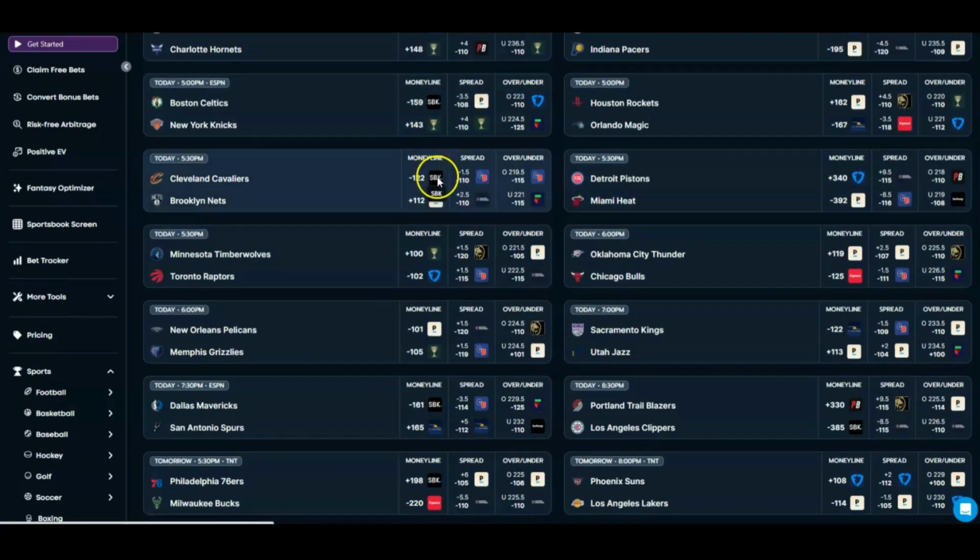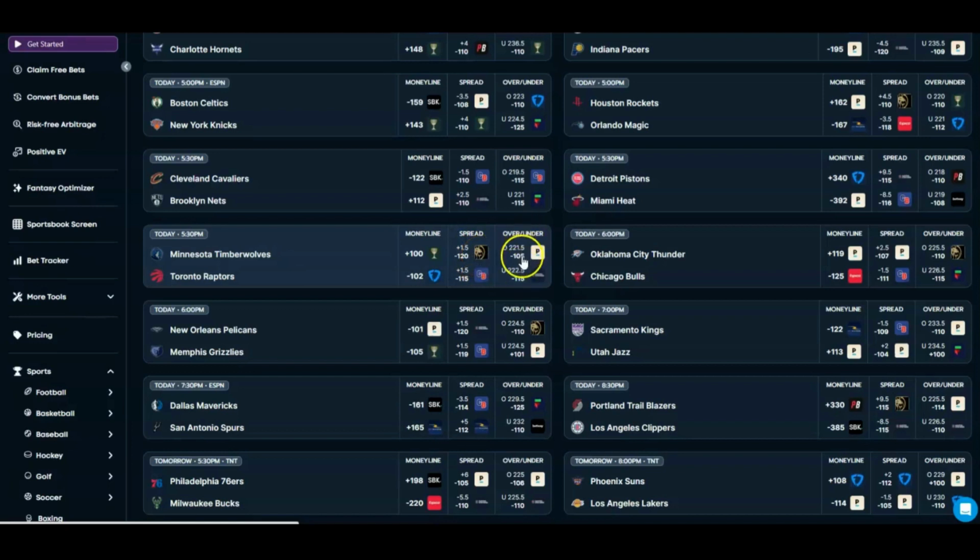It shows you in this particular situation. Let's take a look at this Timberwolves-Raptors game. The best money line price on the Wolves is at +100. Right now, the best spread and the best pricing situation for this is +1.5, -120 on the point spread over at MGM. And then here's the over-under.